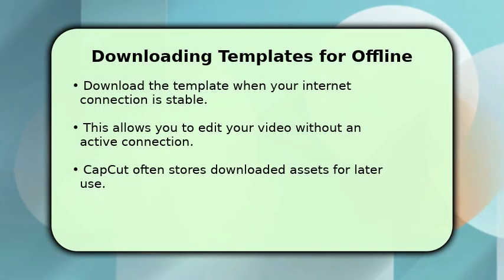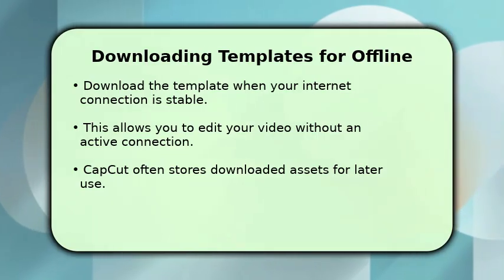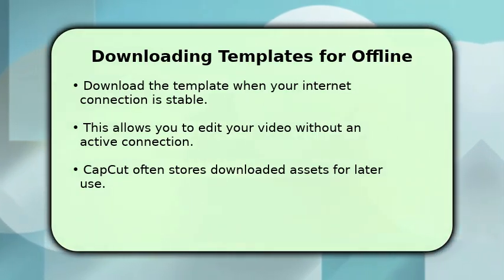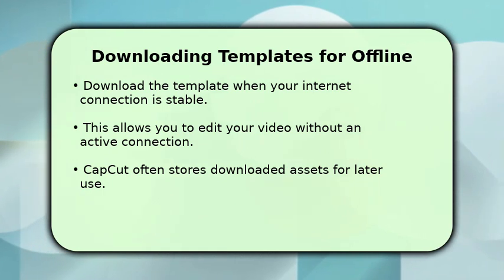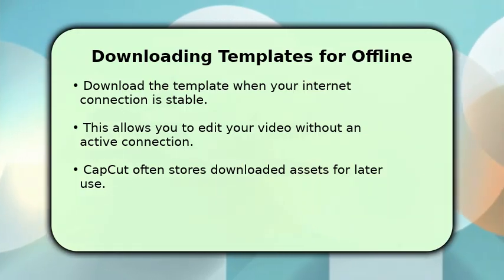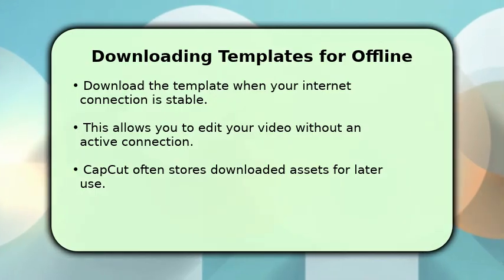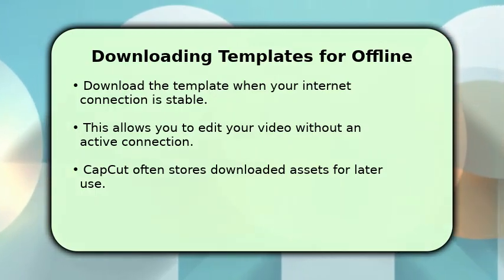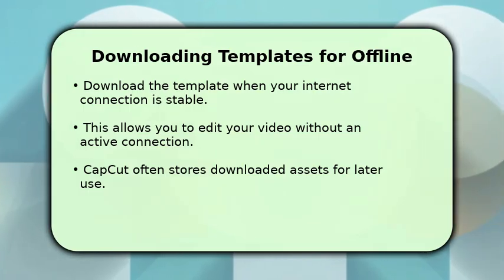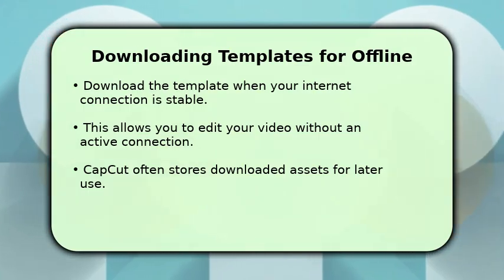A smart strategy is to download your chosen template when your internet connection is stable. This proactive step allows you to edit your video project without needing an active internet connection during the creative process. Capcut often stores these downloaded assets, typically requiring about 10 to 50 megabytes per template, for later use, providing a smoother editing experience even with an unstable network.